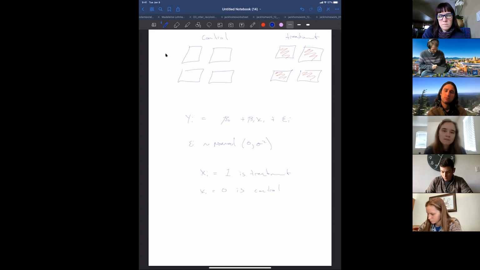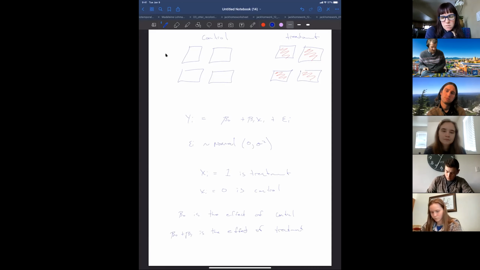Beta 0 then is the effect of the control, and beta 0 plus beta 1 is the effect of the treatment. And if beta 1 is large, it means there's a large difference, either positive or negative, right? So this is identically equal to a t-test. And the output will give you the exact same thing if you do a t-test in R.